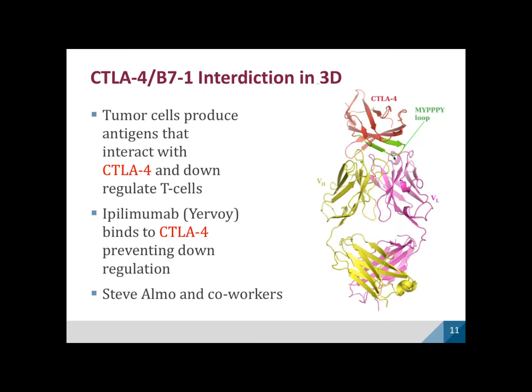So the presence of an IgG with this type of Fab at its business end is capable of interdicting this downregulating response to the presence of B7-1 and B7-2 on the surface of the antigen presenting cell or on the surface of the tumor cell.